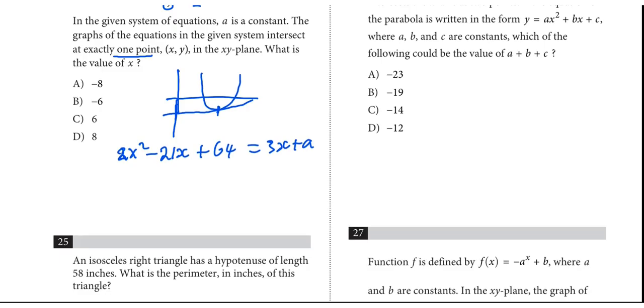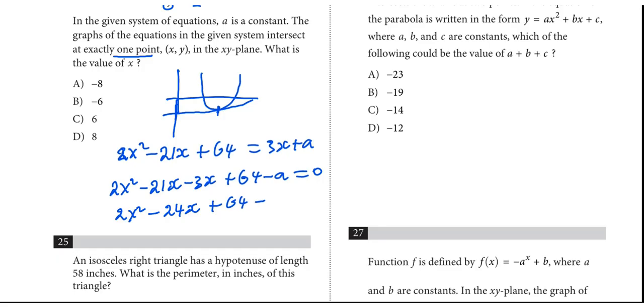Now we can subtract 3x from both sides and also subtract a from both sides, and this will become 2x squared minus 21x minus 3x plus 64 minus a equals 0. So this will become 2x squared minus 24x plus 64 minus a equals 0.